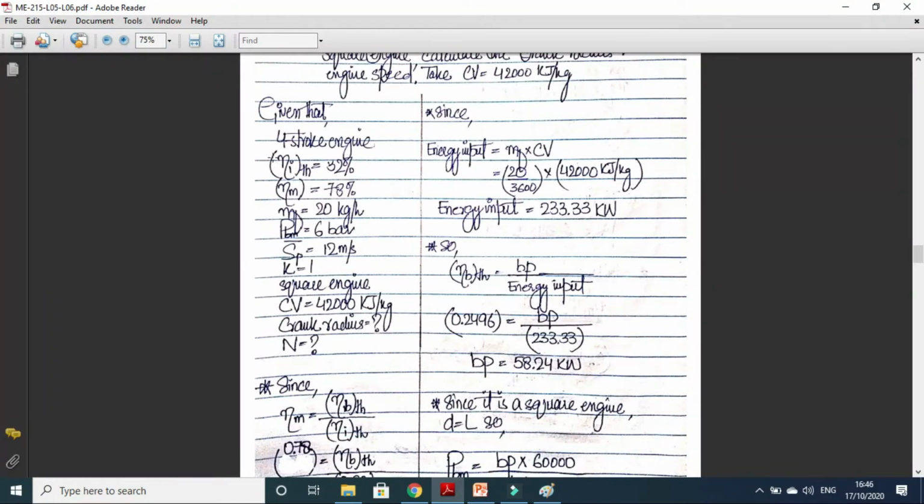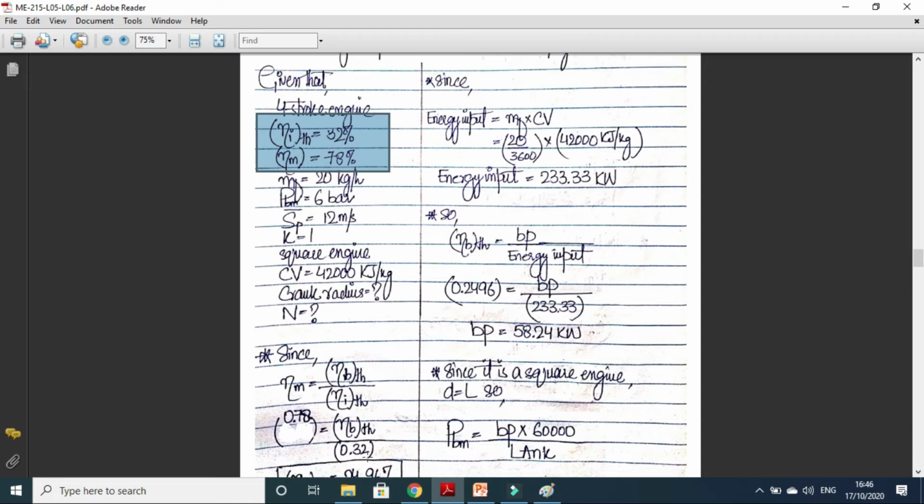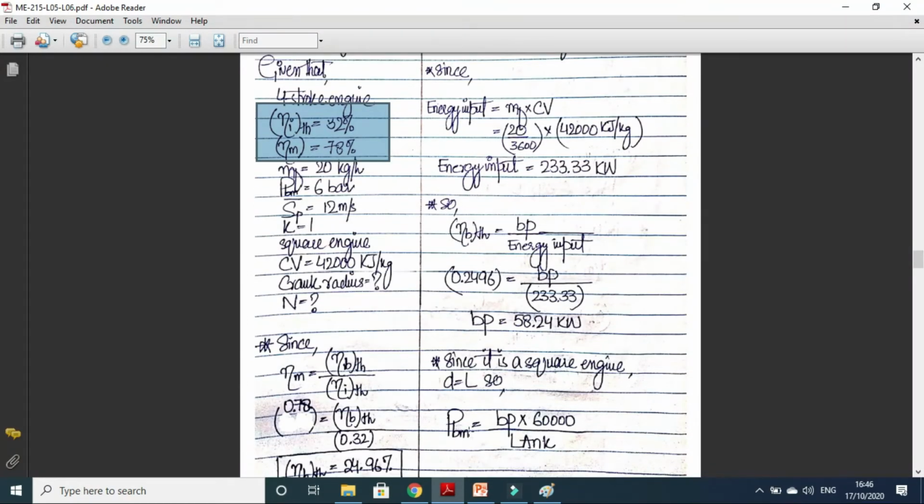Okay. So if you see the data, we started with the data. It's clearly shown that indicated thermal efficiency is given, so we can straight away find the brake thermal efficiency. When the brake thermal efficiency is known, we can find the brake power. And since brake mean effective pressure is known, that is why we have found the brake power. Maybe you are wondering why we have calculated the brake power. Because brake mean effective pressure is given. Let's suppose if indicated pressure would have been given, then we would be determining indicated power. Okay, this is the sequence.